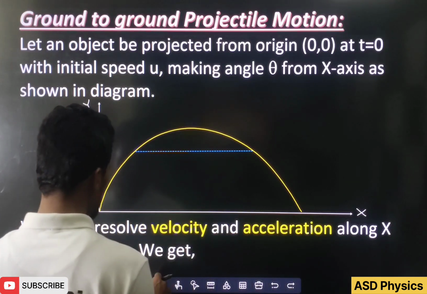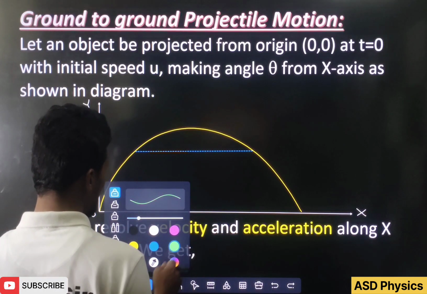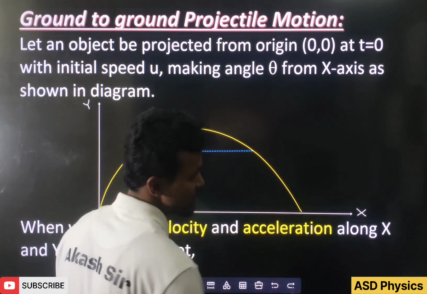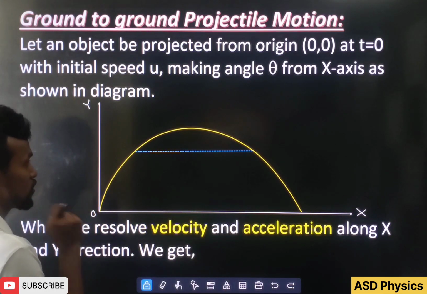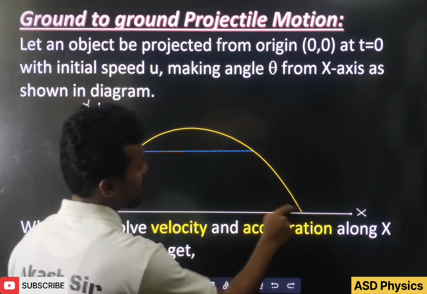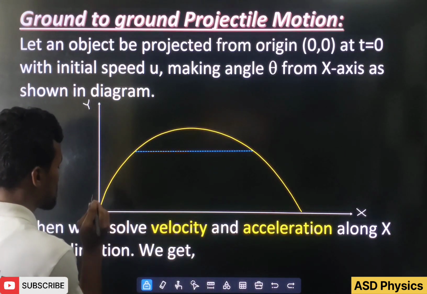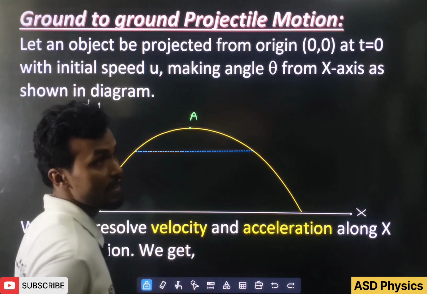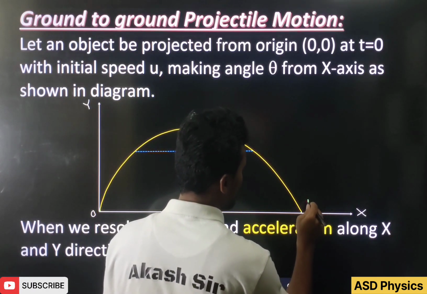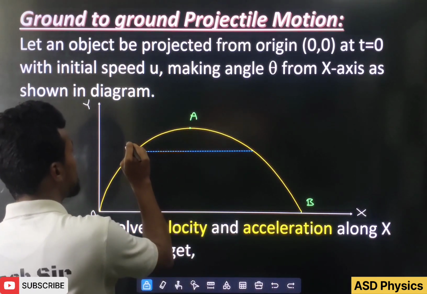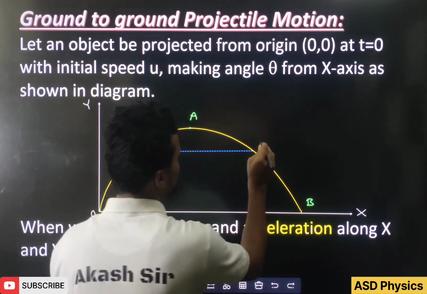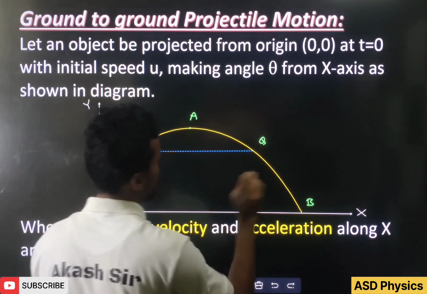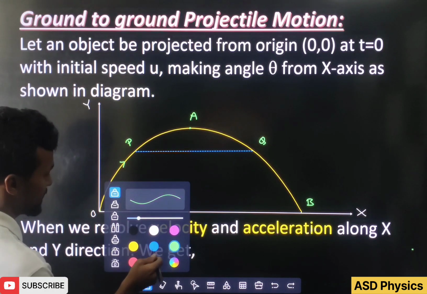See here now, ground to ground projectile motion. In ground to ground projectile motion, we are throwing from the ground and it is hitting the ground. Remember that this is called the projection point, the highest point, and this is the landing point. So the projection point is O, the highest point I will write with the letter A, and this is the landing point B. In the middle I will take some other points also, P and Q. The body is going like this. We have thrown like this.